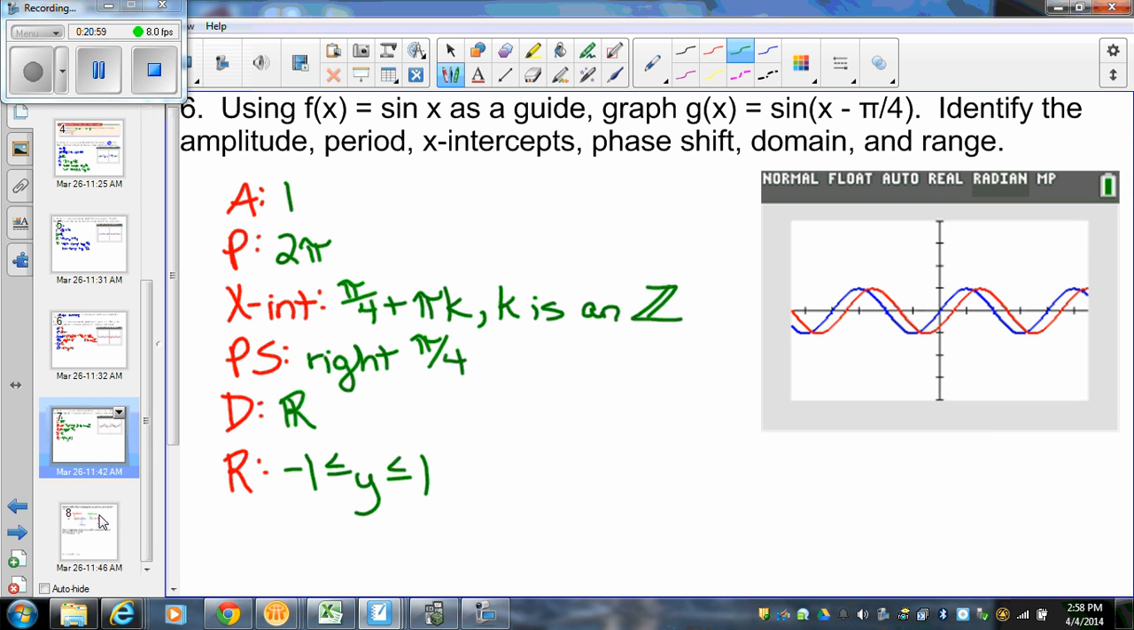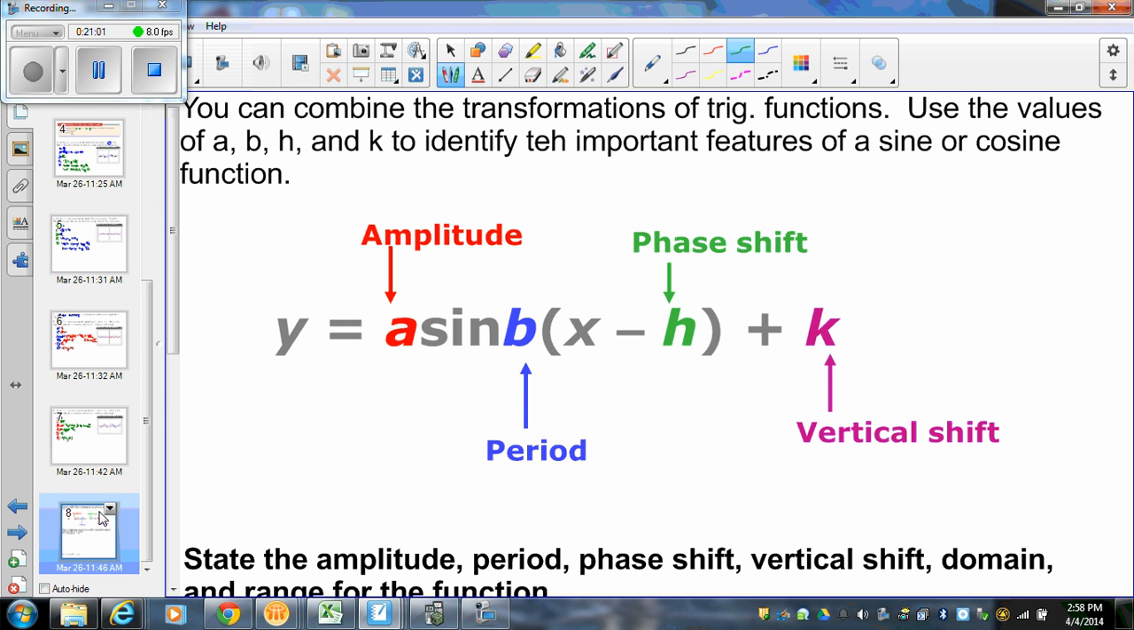Okay, so the last thing we're going to talk about are vertical shifts. Vertical shifts are simply just taking your sine or your cosine curve and sliding them up or down. And we do that just like we've done all vertical shifts for years now. We simply add or subtract a number at the very end of the function. So this k value right here would be a vertical shift.